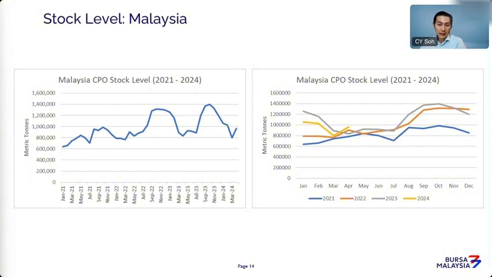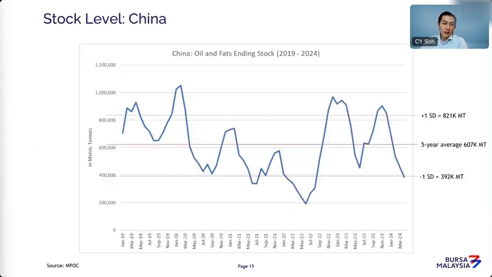It is quite in line with the increase in production in quarter 2 and quarter 3. You can see that in the early part of the year production is less, so the stock level is reducing, and then when it comes to the second half, your production increases, and your stock level would of course grow as well. Now, how about the stock level in China?